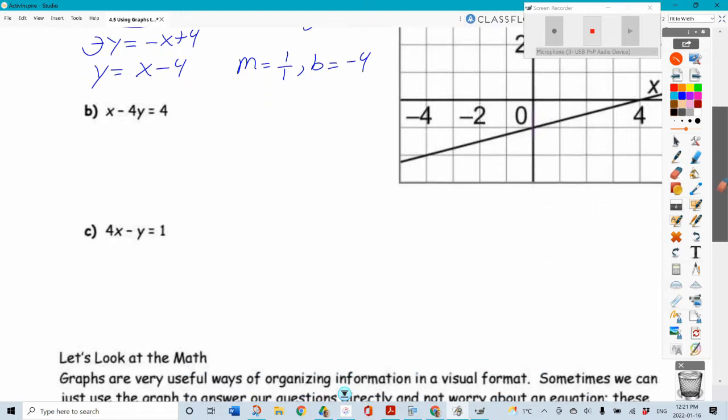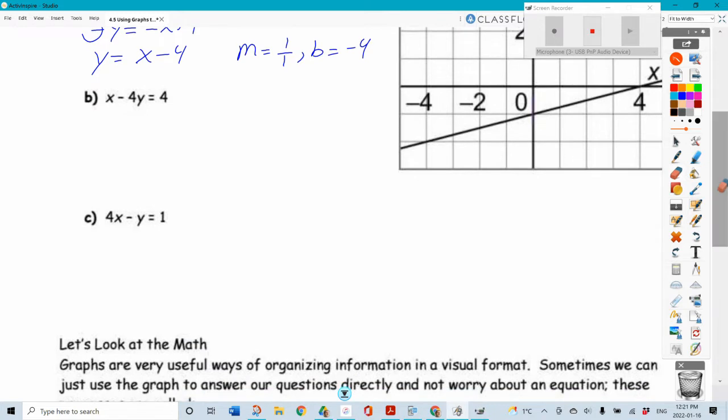Here I've got x minus 4y equals 4. Again, I'm going to take the x and bring it over to the other side. So I get minus 4y is equal to minus x plus 4. Now I need to take this minus 4 and divide by it. So I get y is equal to minus x over minus 4 plus 4 divided by a negative 4.